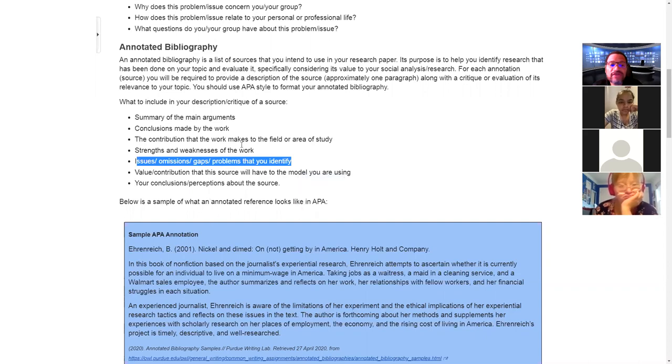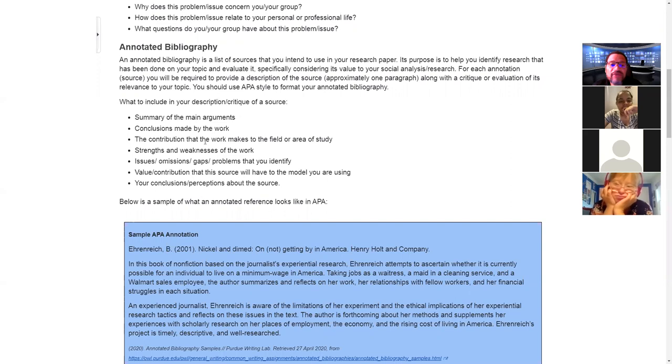Your job is to assess the article for your research, okay? So was the article good? Did it have main arguments? What was the conclusion that was made by the author? Sometimes conclusions are incorrect or they're not deep enough in terms of getting into the issue. It's just on the surface.